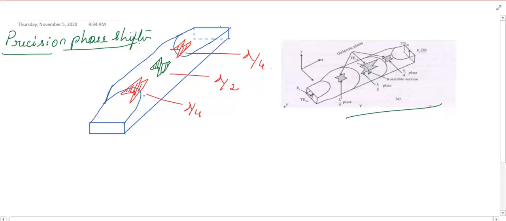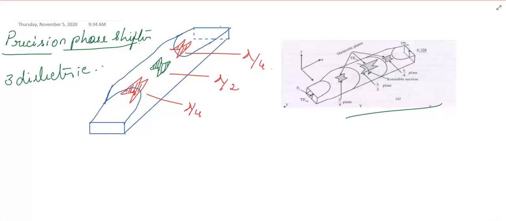So here, as I have told, in case of the attenuator we used three resistive plates, right? In a similar way, here we are using three dielectric plates, and they should be placed in some position. What is that position? The lengths of the plates are considered as: the first is of length lambda by 4, the middle plate is of length lambda by 2, and the last plate is of length lambda by 4.